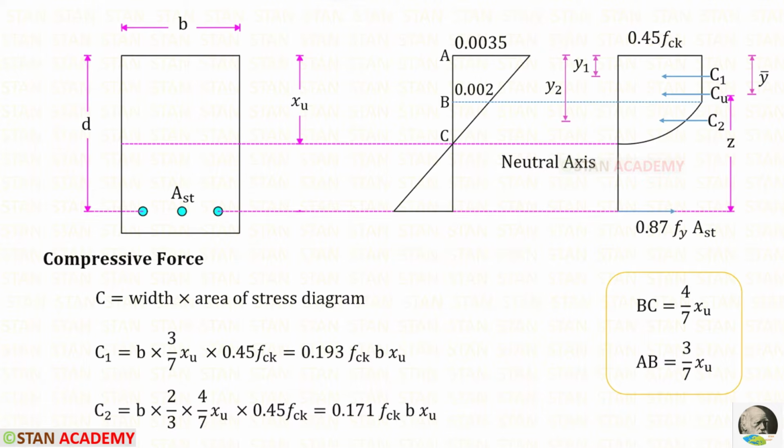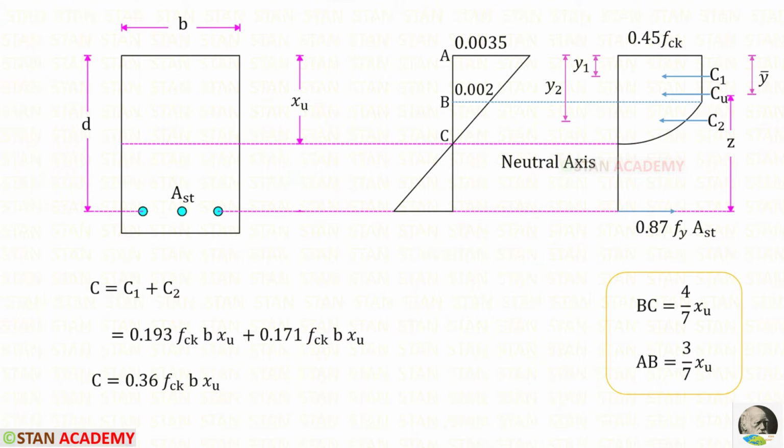Now let us find C2. This is the parabola. The area of this parabola is 2 upon 3 into BH. Here the breadth is BC, which is 4 upon 7 into XU, and the height is 0.45 FCK. For C2, we will get this. To find the compressive force C, we have to add C1 and C2. When we do that, we will get this.